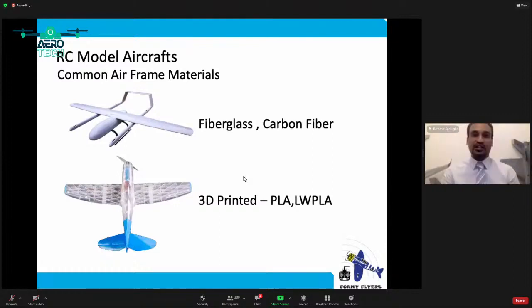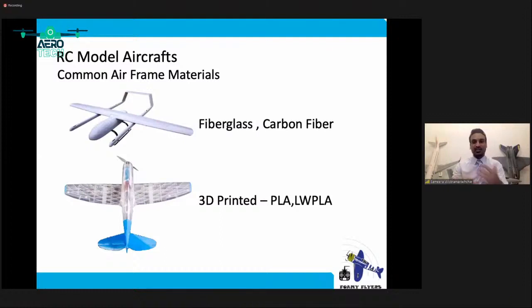Even I have a 3D printer which was built at home. I'll be able to show you some of it maybe later on today if time permits, or else I'll show you tomorrow as well. So as I mentioned, 3D printing an aircraft is also a good opportunity for you to learn and develop your skills in designing as well as on the aviation side.